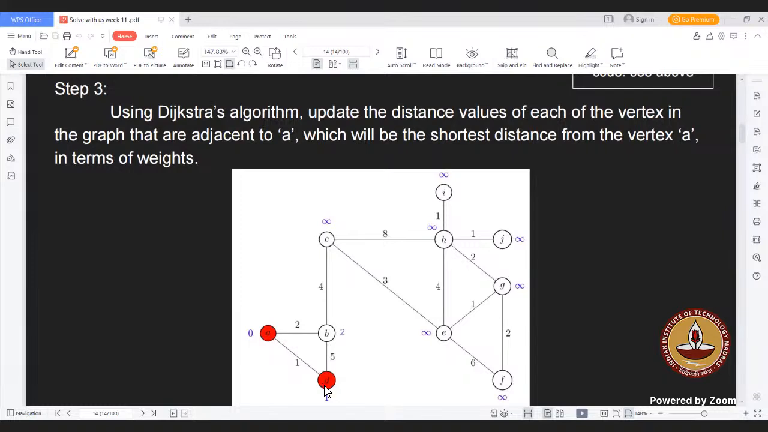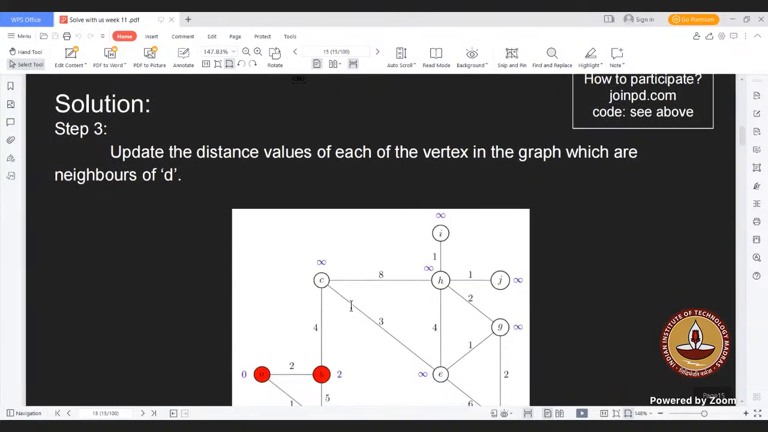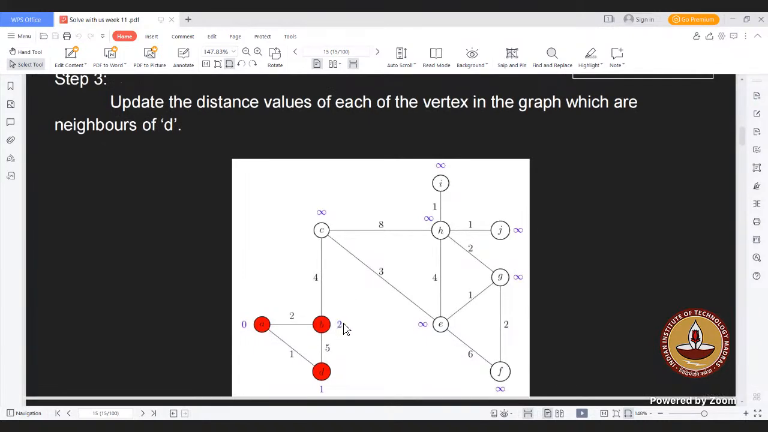Now what will happen if we come from D to B? It will be 5 plus 1, 6, right? That is bigger than 2. So now what we have to do is find the minimum of 6 and 2, which is 2. So it will remain the same. The 2 will not be updated to 6.